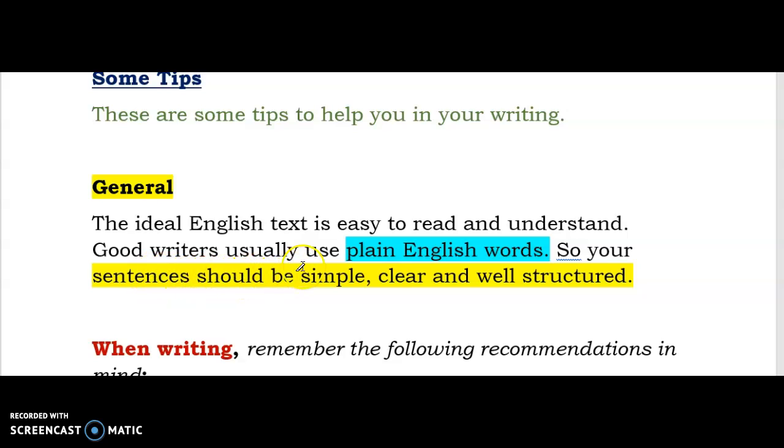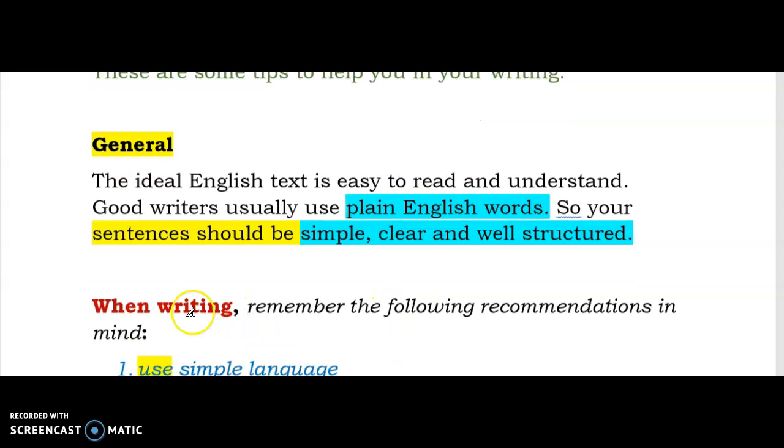Your sentences should be simple, clear and well structured. When we say simple, that means that the sentence should not complicate your ideas, and it should be clear, logical, clear and well structured. There should be a sort of structure, grammar. Everything is followed clearly, like you have observed the punctuation marks and the right tense and everything like that.